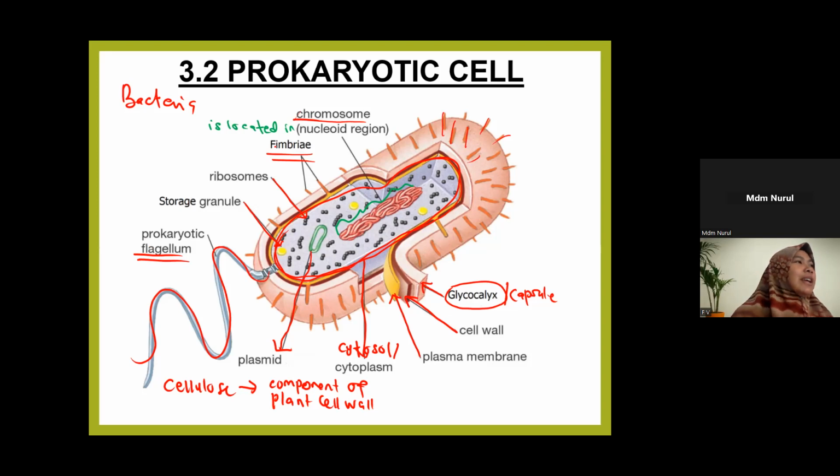Fimbriae. Don't be afraid to say it, just spell it correctly. Fimbriae. Say it correctly: fimbriae. Okay. So these are the structures of a typical prokaryotic cell of bacteria. Any questions so far?